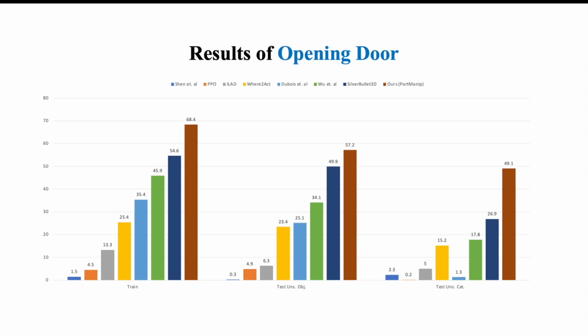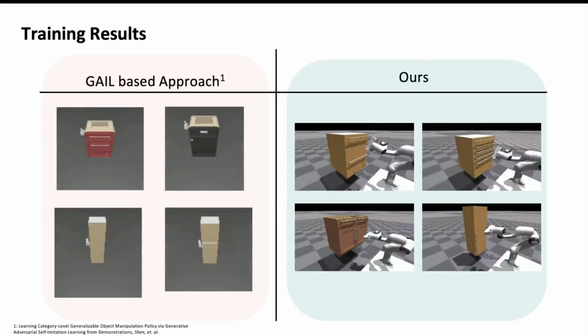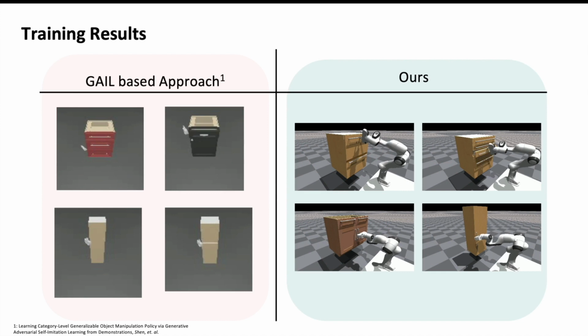This is the quantitative result of opening door. Our method outperforms other baselines by large margins, especially in unseen categories. The same goes for the opening drawer task. Our method still achieves state-of-the-art performance, especially in unseen categories. This qualitative results show our training results.